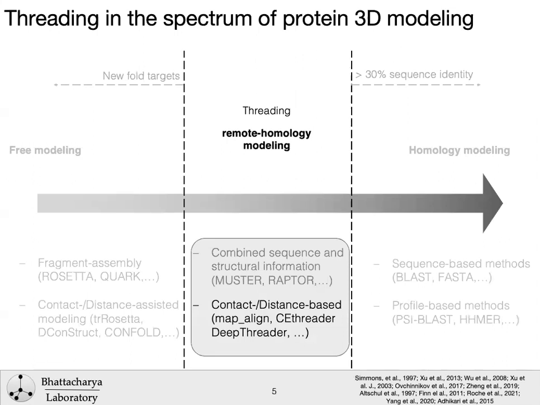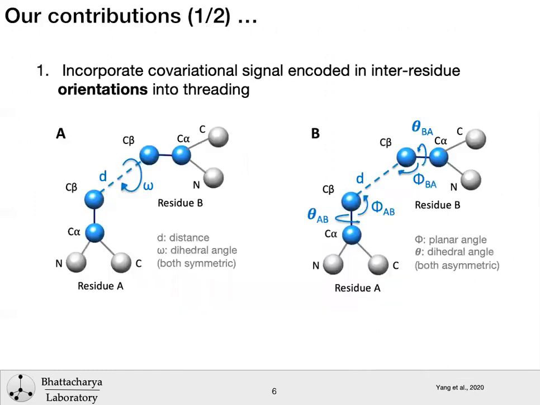A few recent methods use contact and distance in threading successfully. For instance, state-of-the-art contact-assisted threading methods include map-aligned and CEthreader. DeepThreader goes one step further to incorporate distance information into threading and shows very promising results. The main contribution of our work is to incorporate inter-residue orientation information along with distance information to improve threading performance.